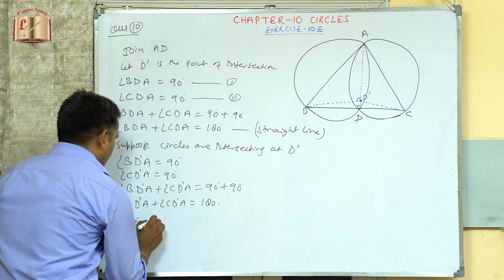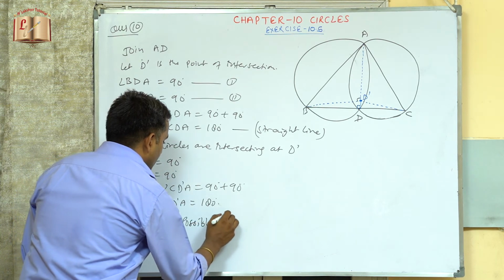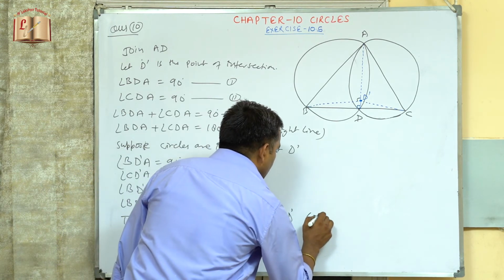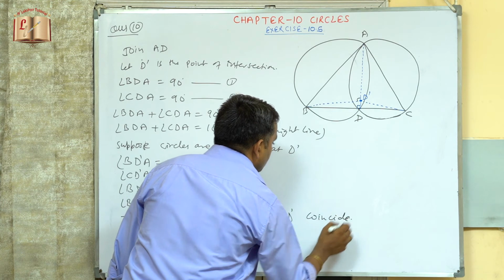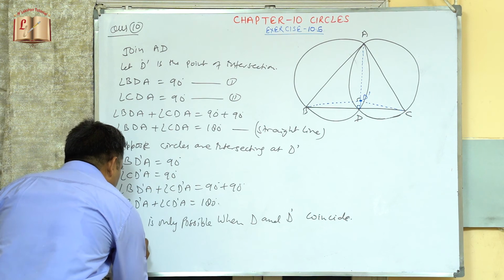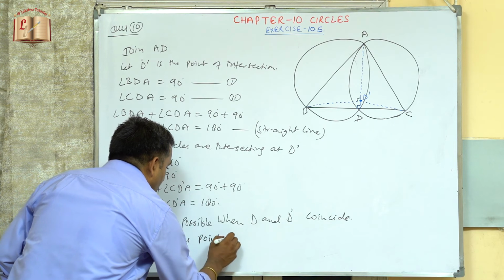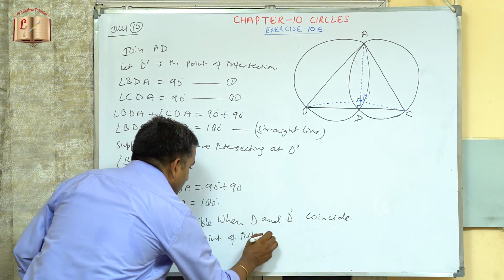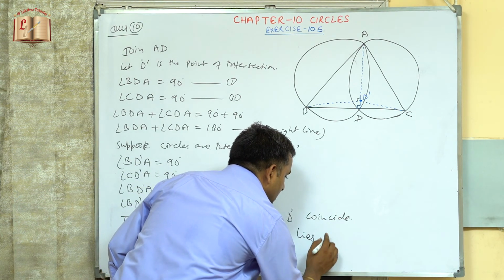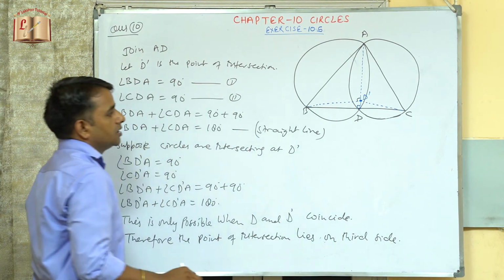So this is only possible when D and D dash coincide. Therefore we can say the point of intersection lies on the third side. So this is proved.